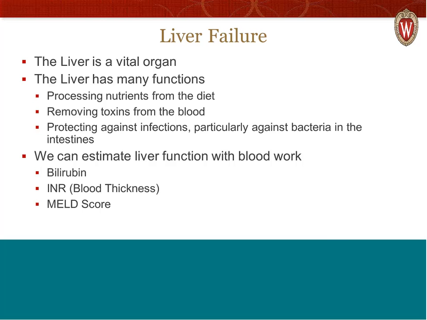We can estimate how the liver works with blood work. So you may hear something about bilirubin, which is the substance your body makes, and if your liver gets sick, it can build up because the liver's not getting rid of it. It can cause a yellowing of the eyes and skin called jaundice. Liver also makes blood clotting factors that help keep your blood thick. So as the liver gets sick, those clotting factors decrease, and your blood becomes too thin.